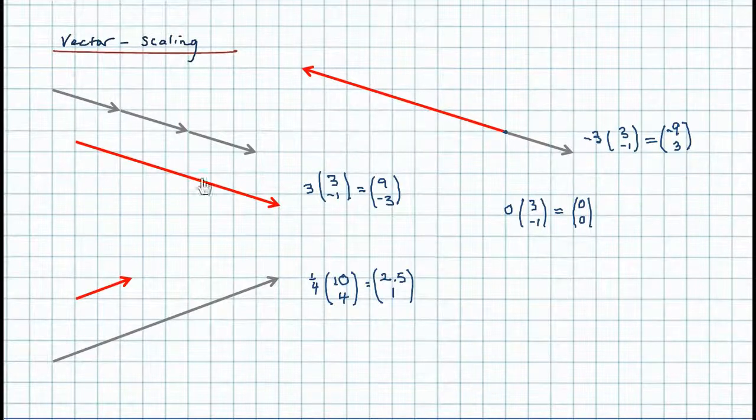And what we're going to do in the second part of this video is look at how we can use something called the dot product to check whether two lines are parallel or not.